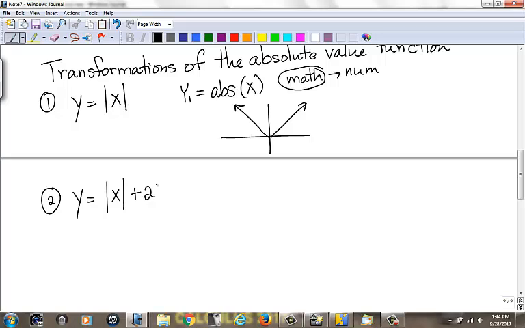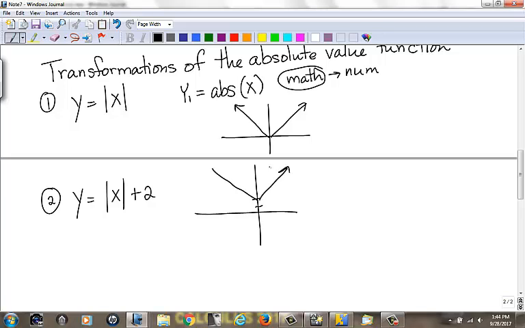I want you to put a +2 on the outside of the absolute value. So go down to y sub 2. You want to put this in y sub 2. Okay, and put the math key, right arrow over to number, absolute value of x, close that off, and then put +2 and graph it. Okay, what you should see is that that was a transformation up 2.